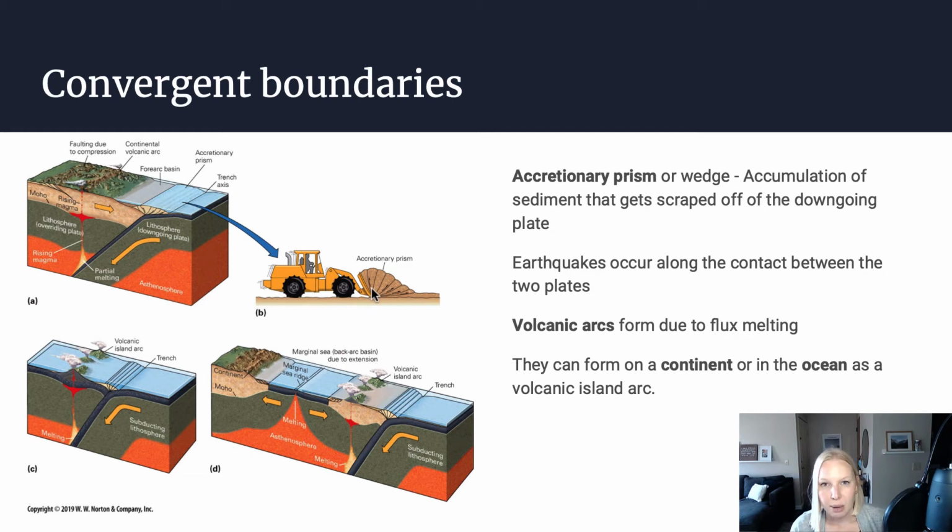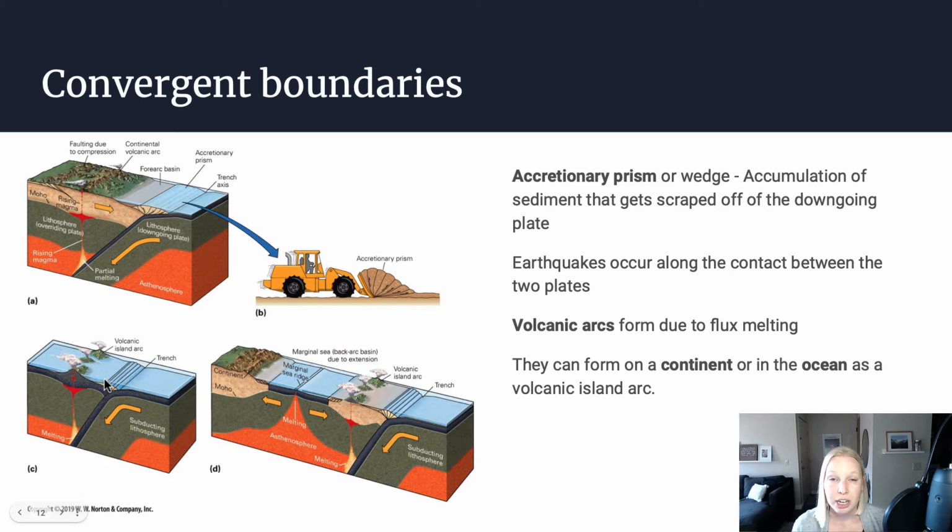It's very common for earthquakes to occur at any plate boundary, but we get particularly violent earthquakes in these subduction zones. These can also form between two oceanic plates. The previous example I gave had a continental plate and an oceanic plate, but you can also get subduction between two oceanic plates, so long as one is more buoyant than the other.